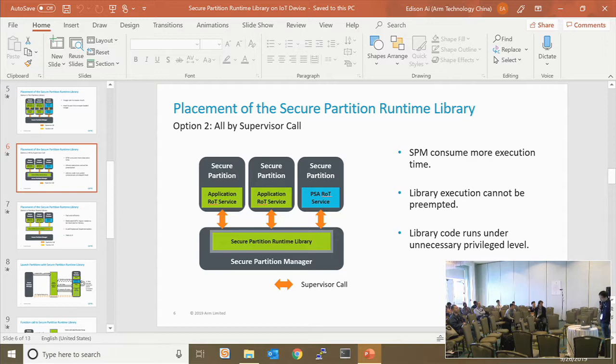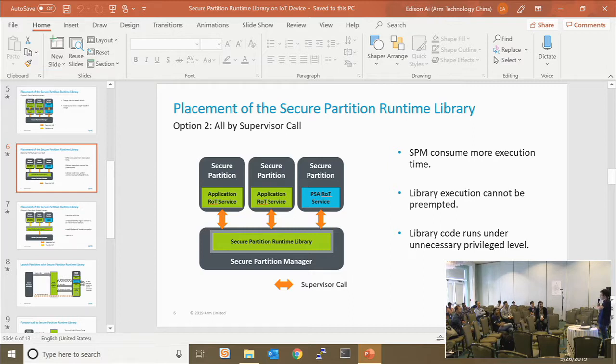Okay, for these options, we put the secure partition runtime library on the SPM, and the SPM works in privileged mode, but the secure partition works in thread mode. So if the secure partition wants to call functions from the secure partition runtime library, every function call will involve a supervisor call to the SPM. So that's the first reason: the SPM needs more execution time.